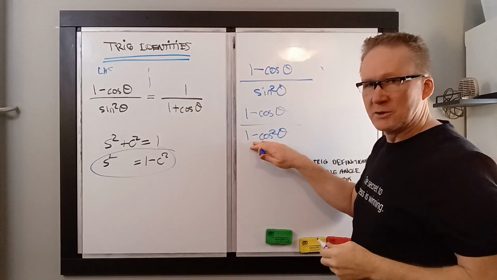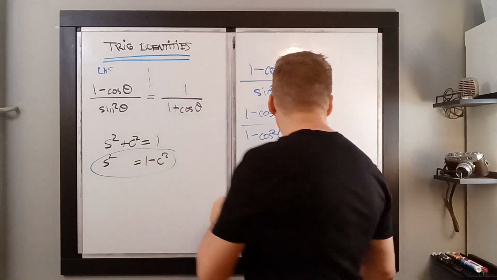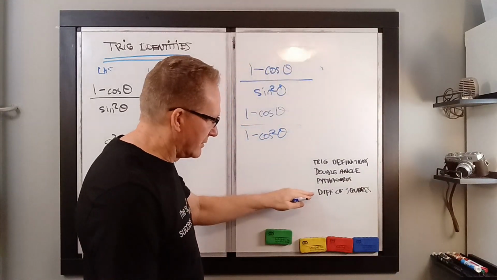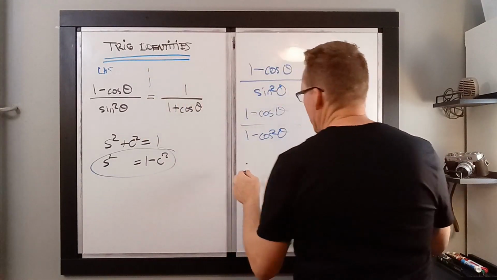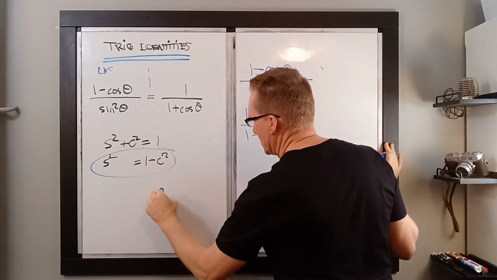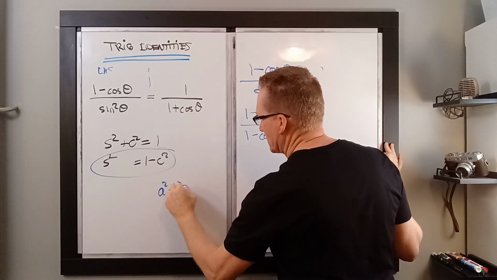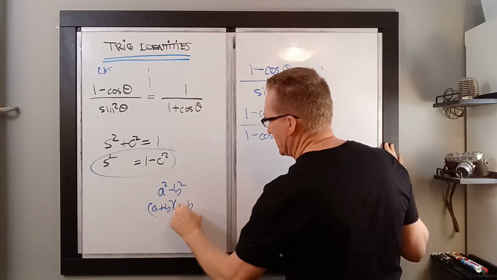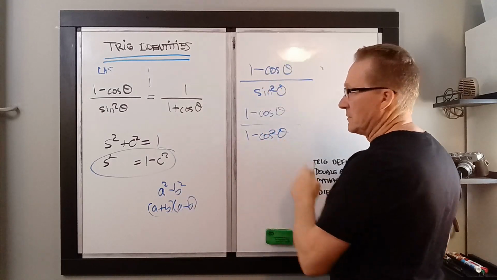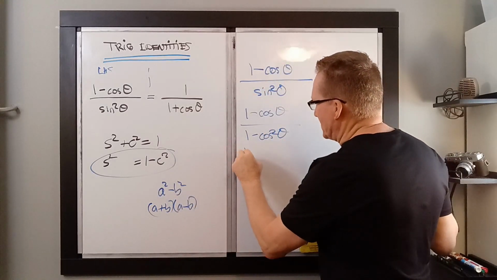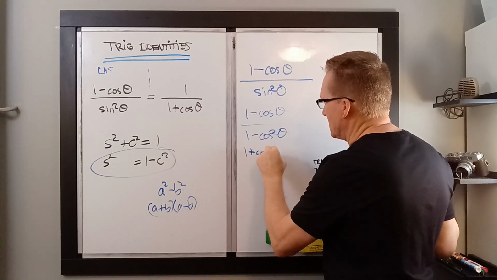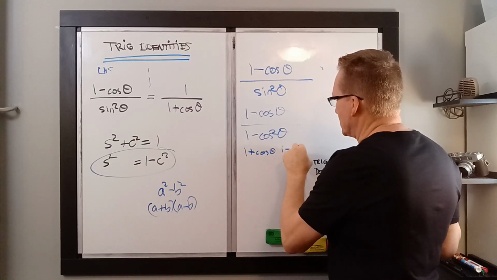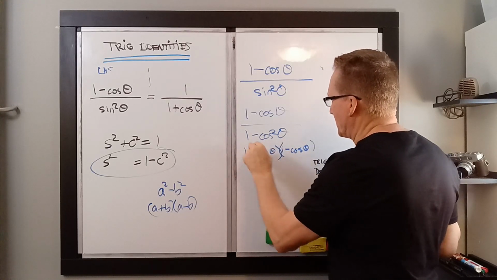This again looks like the difference of squares. That's one of the things that we're going to be using for these relationships. Remember, the difference of squares is a squared minus b squared equals a plus b, a minus b. In this case, a is 1, b is cos theta. So I could represent this as 1 plus cos theta, 1 minus cos theta, in brackets.